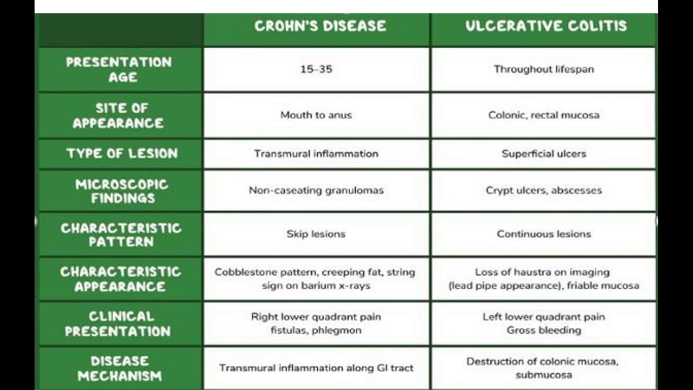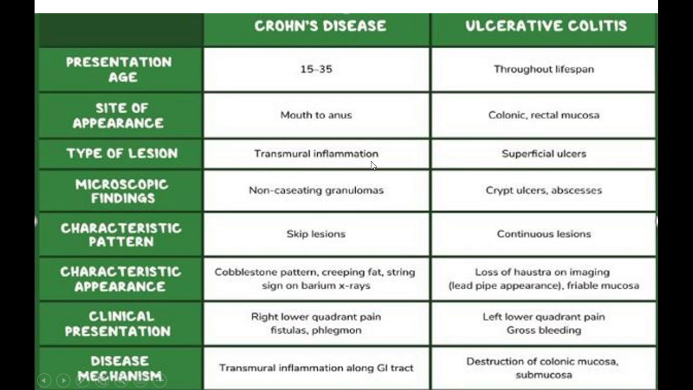This is another table to differentiate features of Crohn's and ulcerative colitis. The presentation starts at the age of 15 to 35 in Crohn's, or throughout lifespan. In Crohn's, the site of appearance is from the mouth to the anus, or colon to the rectum, and in ulcerative colitis, the colon and rectal mucosa. In ulcerative colitis, the lesion started in the rectal mucosa.